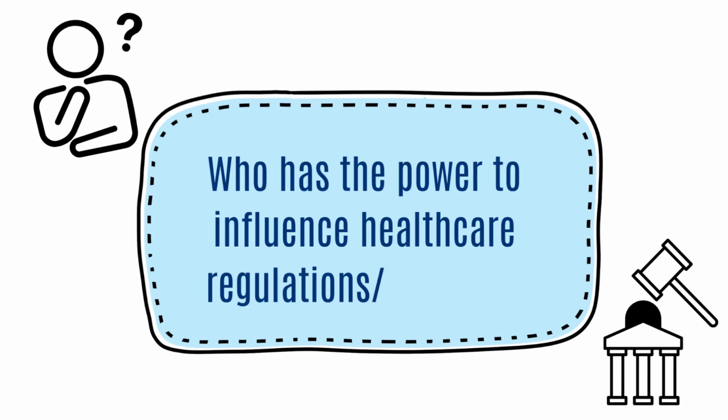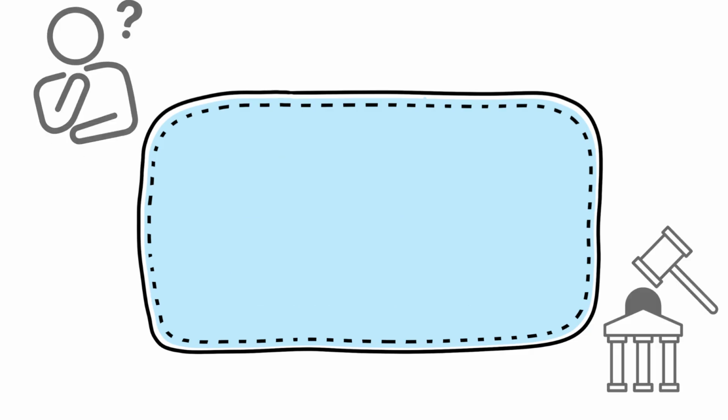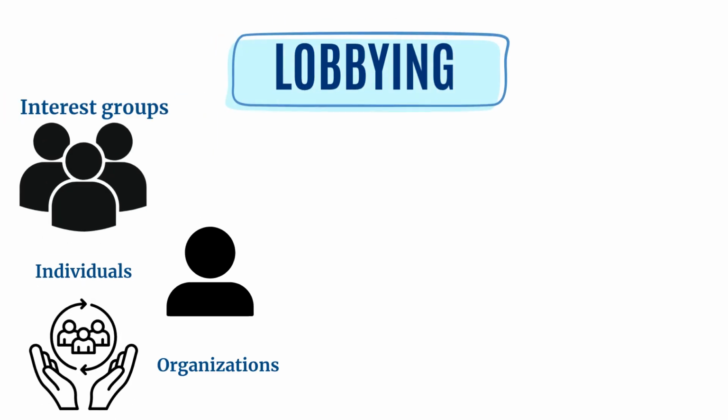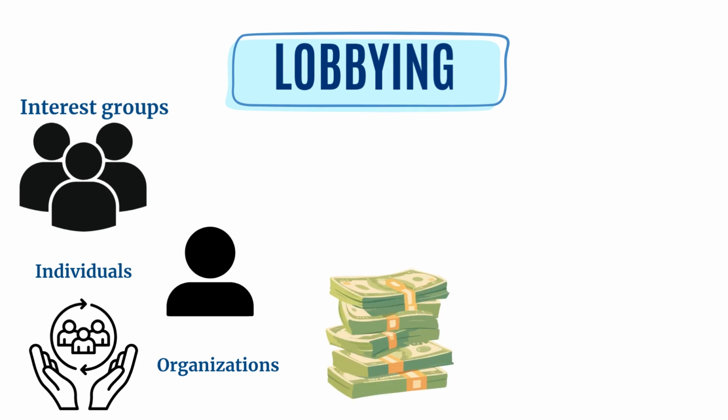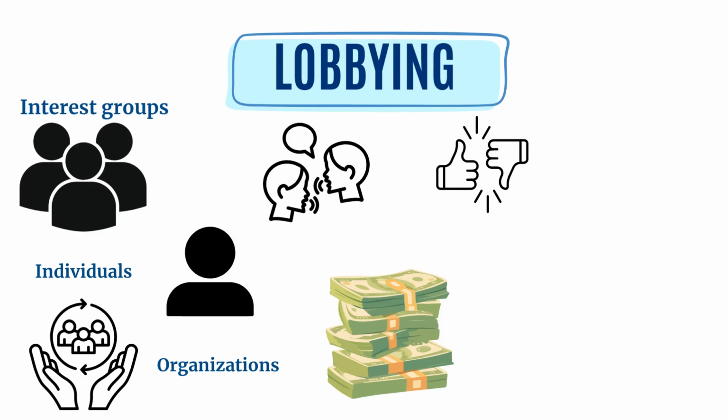Actually has the power to influence these regulations and policies. A very prominent influence is lobbying, but what is it and who is it done by? Lobbying is done by interest groups, individuals, or organizations like private companies. They use things like money and bribes, direct communication with legislators, and changes in public opinion to persuade lawmakers to take the actions that they want. This includes supporting or opposing specific legislation.